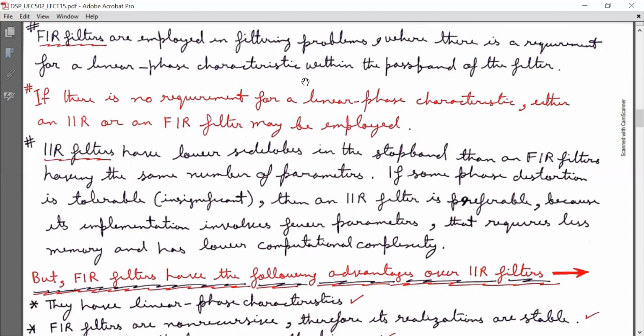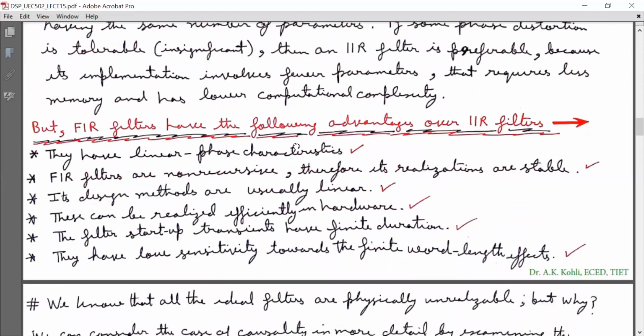FIR filters have some advantages over IIR filters. They have linear phase characteristics. FIR filters are non-recursive, therefore their realization is stable. Their design methods are usually linear. FIR filters can be realized efficiently in hardware.